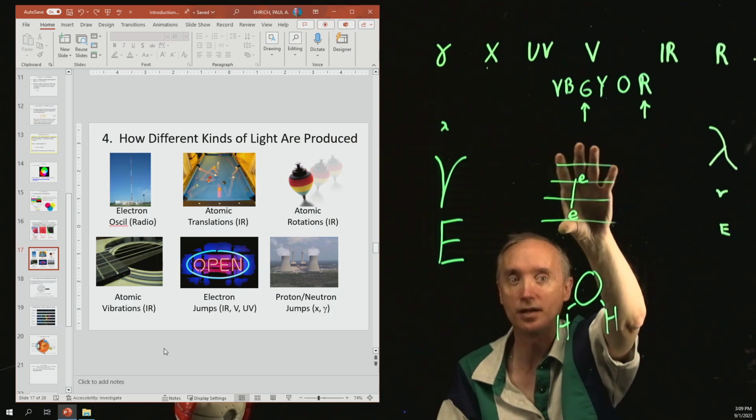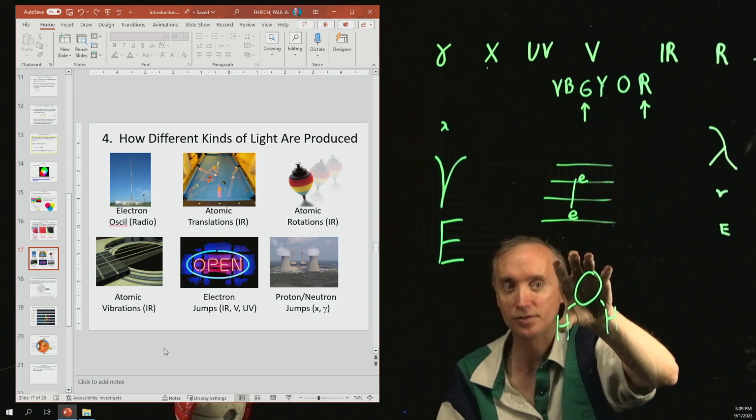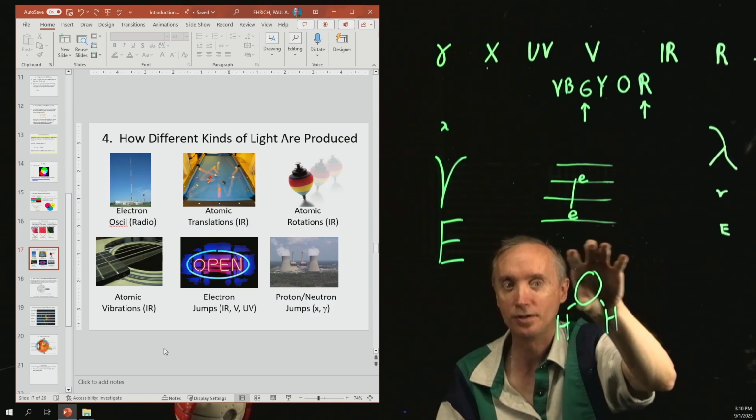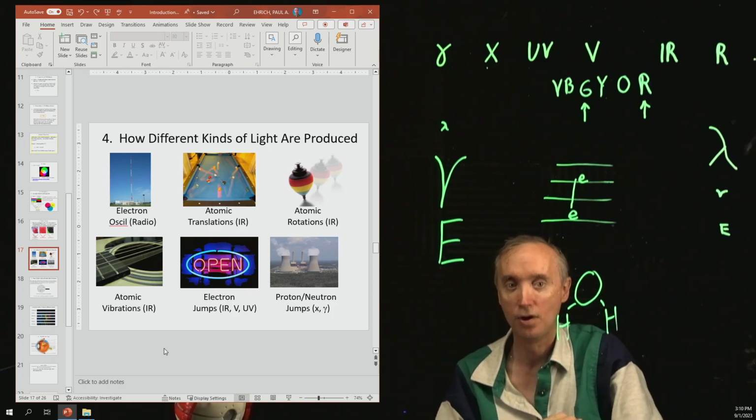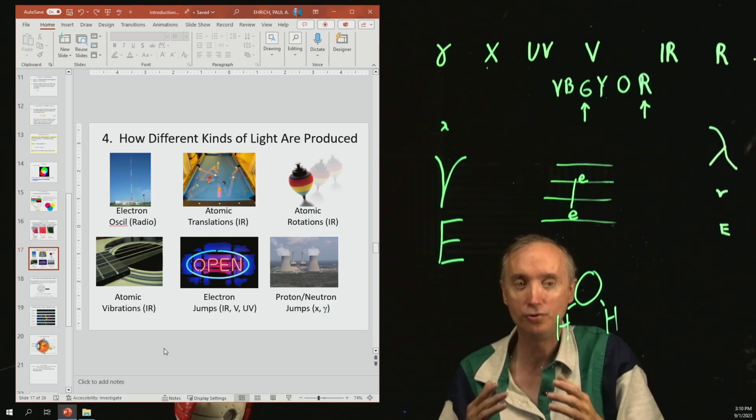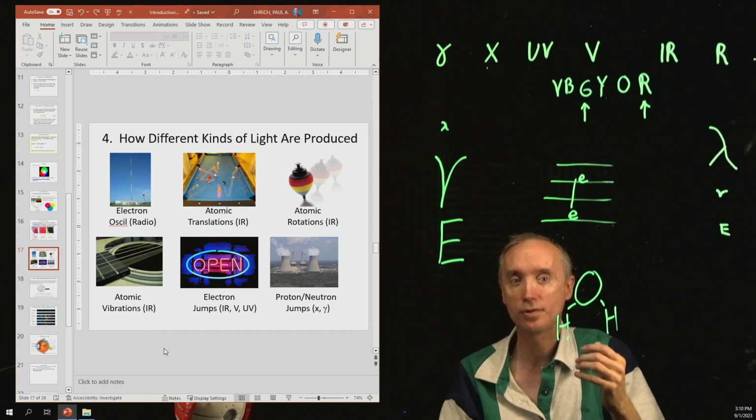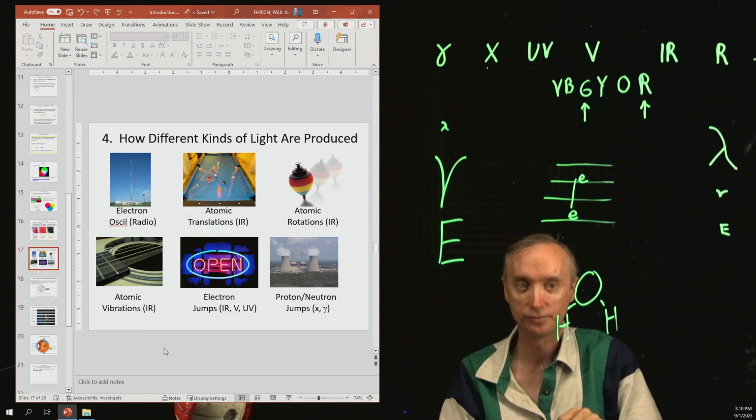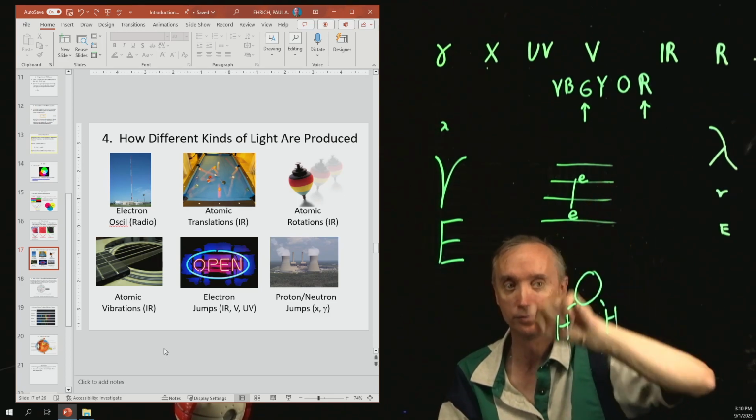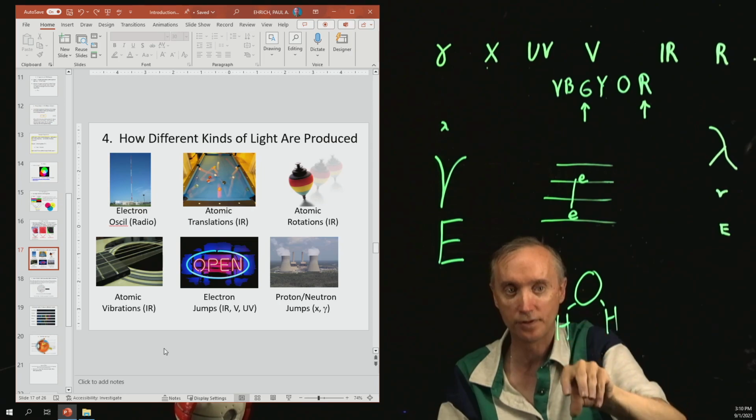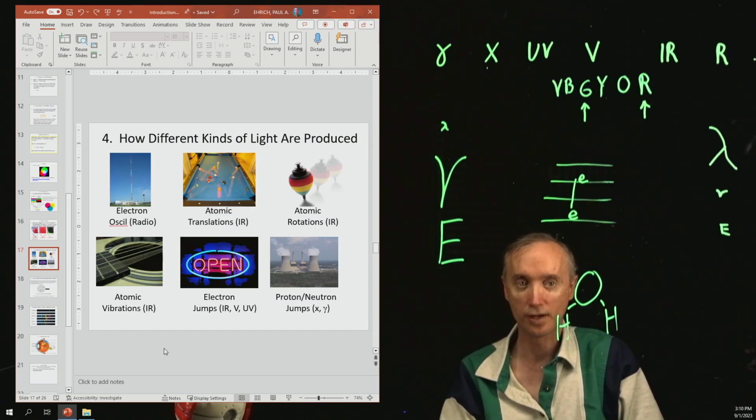So this was the atomic hotel, but there's another hotel in the basement. In the basement of the atomic hotel is the nuclear hotel. What's going on in the nucleus of the atom? In the nucleus, that's where the protons and neutrons live, and they live on floors, just like they did in the atom. And as they jump up and down, that's what's going to be producing the X-rays and the gamma rays.